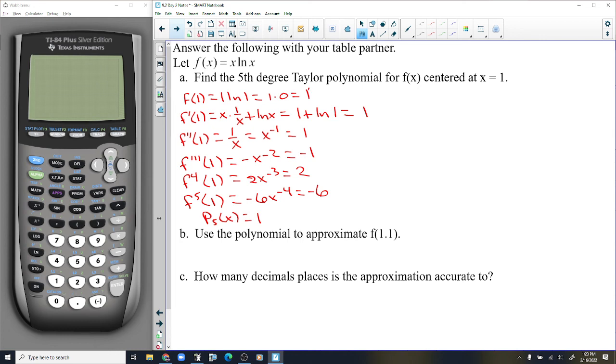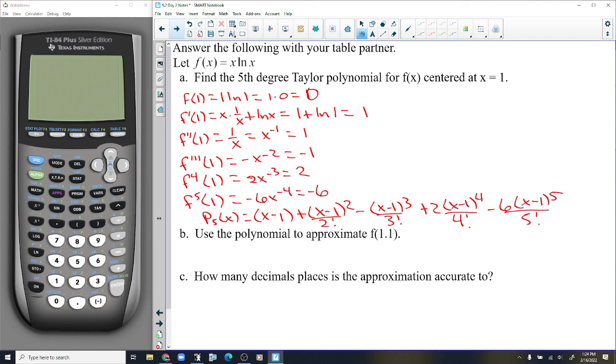Oh, that's not one. Anybody disagree? Anybody spot a mistake I made or anything? I think I got it.